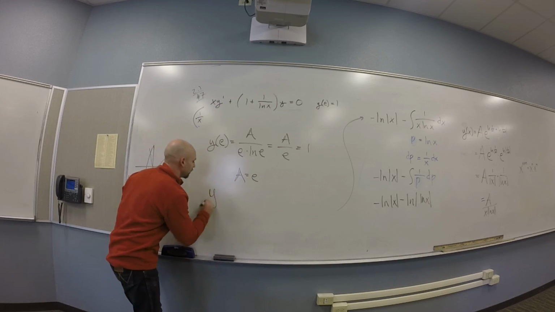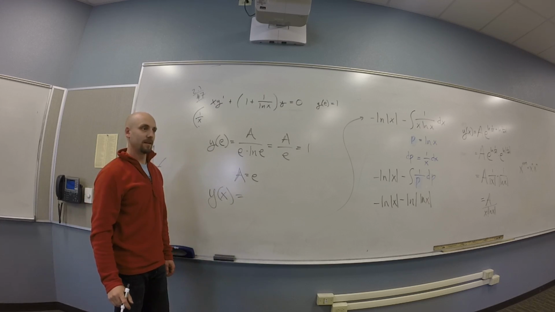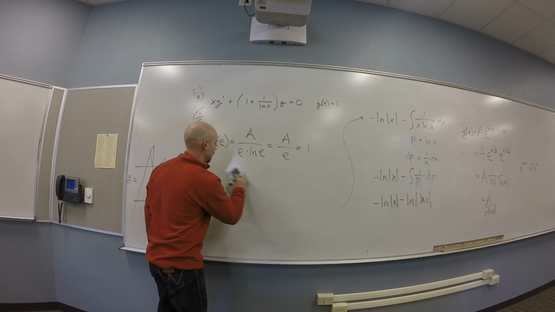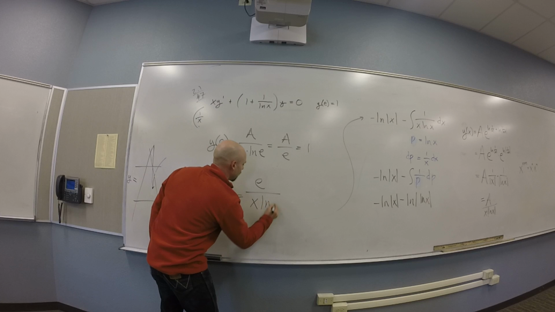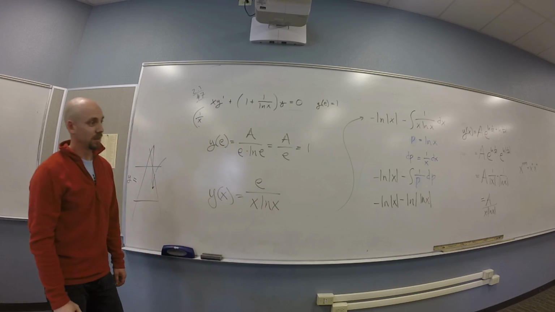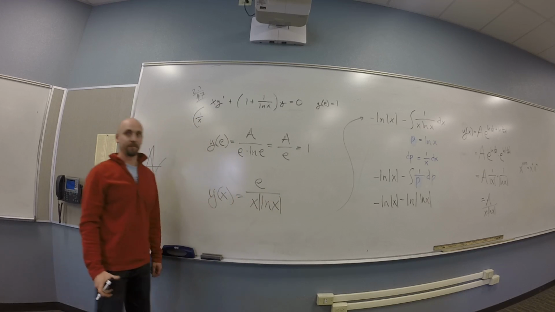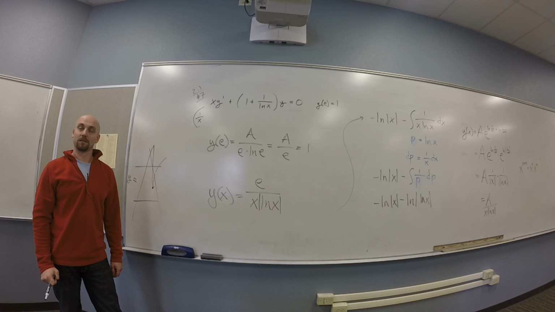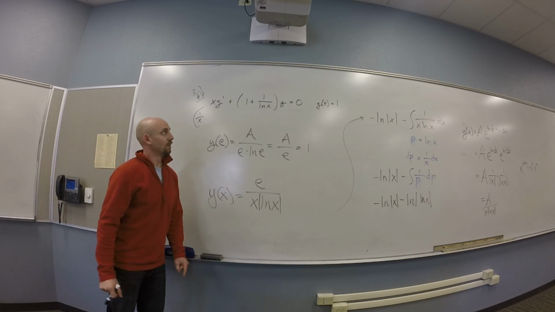And so your solution should be y of x is e divided by x times the absolute value of the natural log of x. e divided by x log x, in absolute values. Yeah. And then where is this solution valid? At y is e, or if you, yeah.